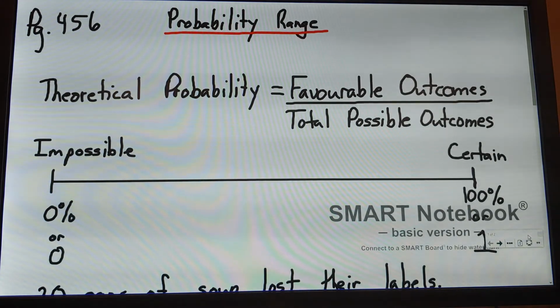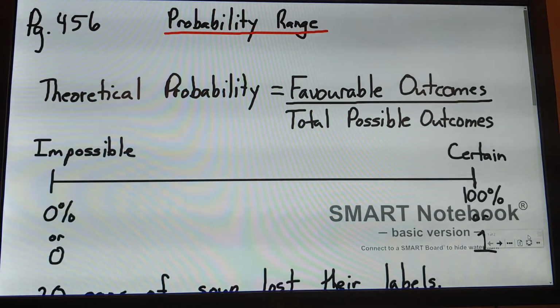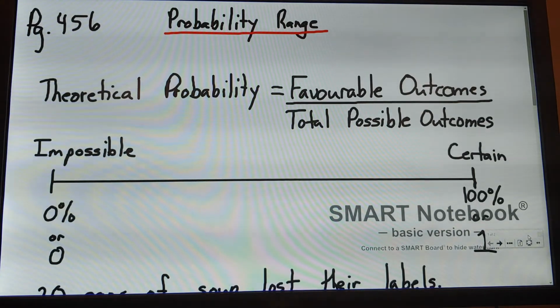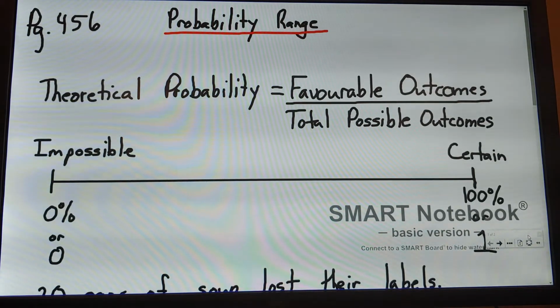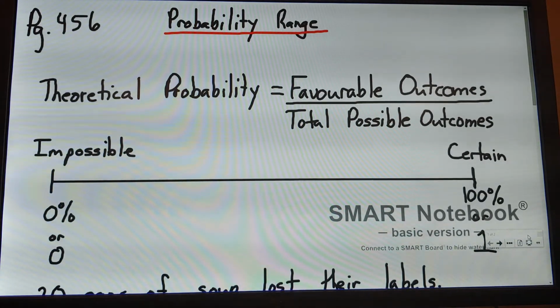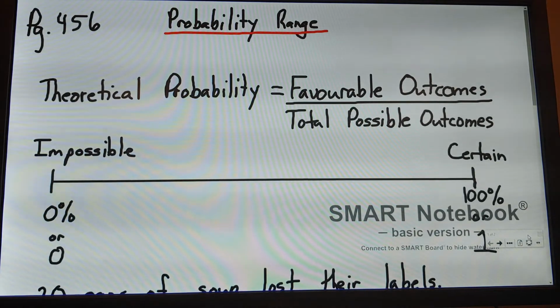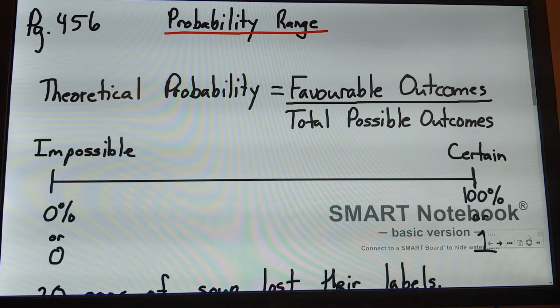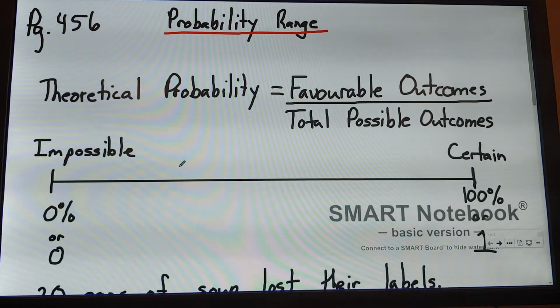So, starting our brand new and last big full unit of the year is page 456, and we are studying probability. The first lesson, as you saw in the titles, can be called theoretical probability or probability range. We're going to do both things. So, let's start with probability range.